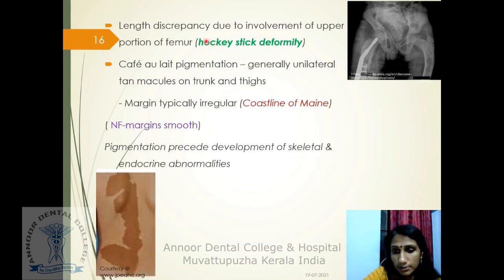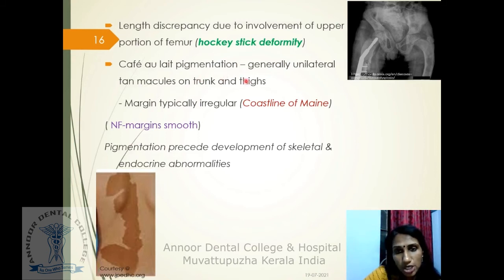So other than the bone, the next area to be affected is the melanocytes. So you can have pigmentation which we call café-au-lait pigmentation, and it's usually unilateral, and you get a brown or tan colored pigmented macule on the trunk and the thighs. This is a common area to be affected.